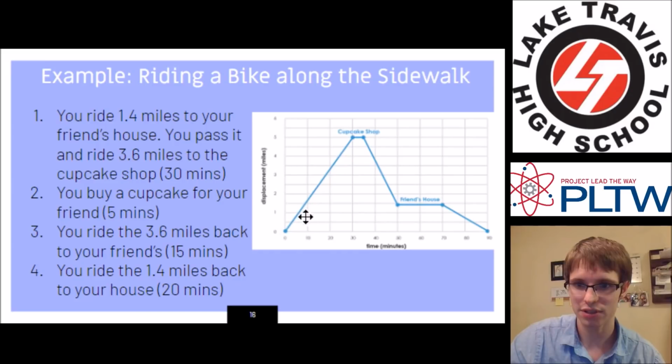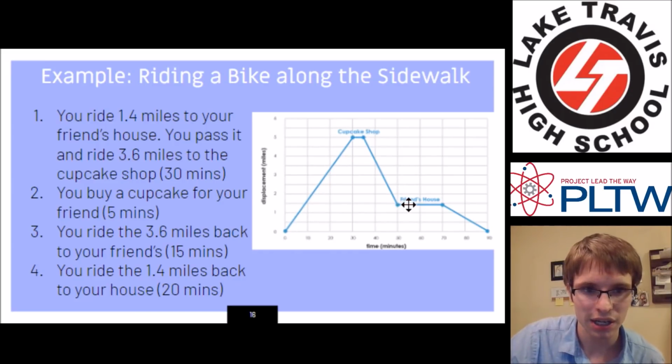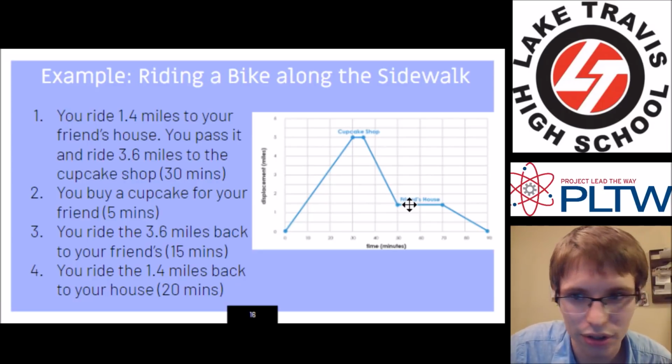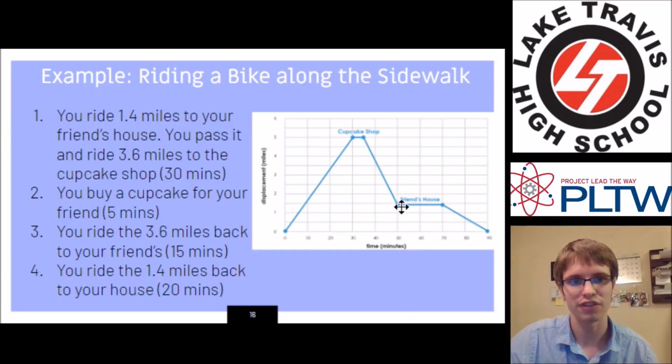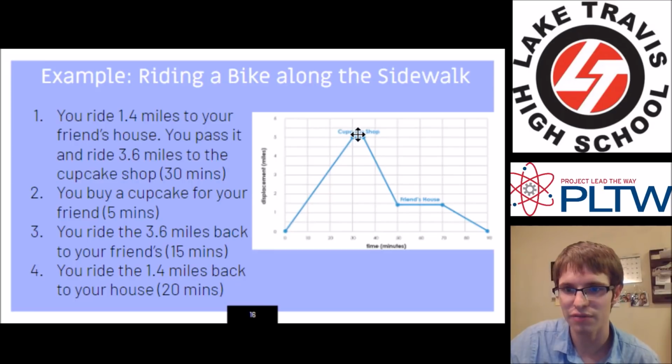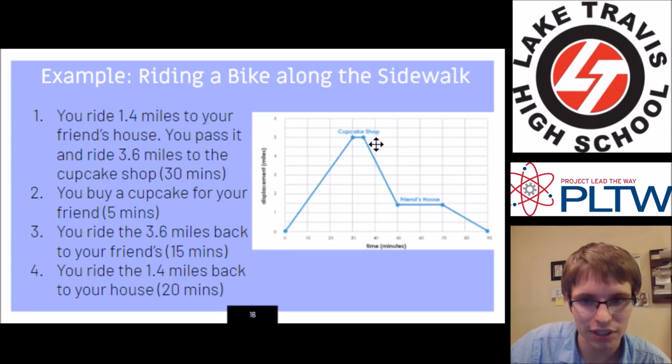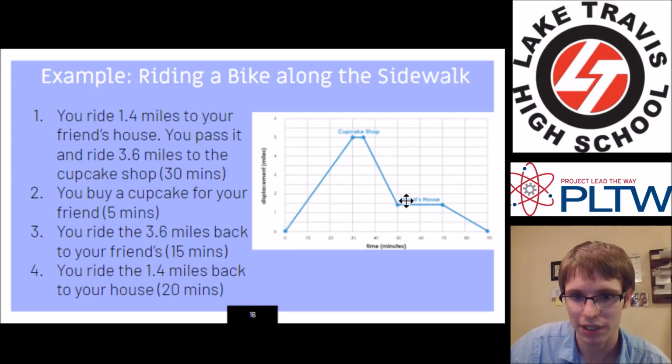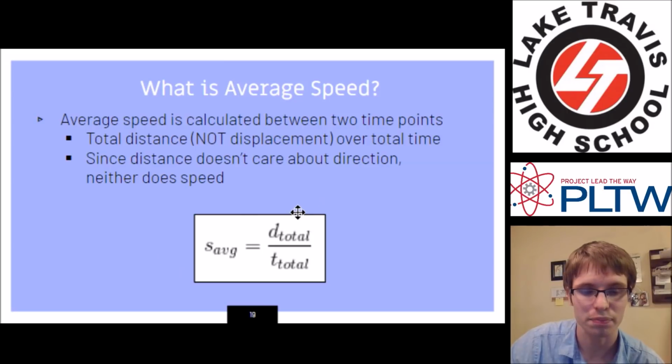You can count up the distance, which is the length of this line plus the length of this line, and you said that took 50 minutes. I went 5 miles. That's not the length of the line, that's the displacement over that line. I went 5 miles plus another 3.6 miles, so 8.6 miles over the 50 minutes.